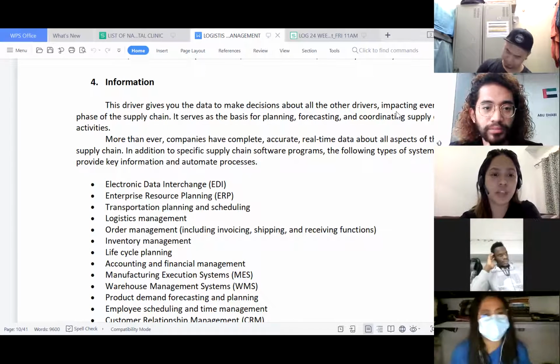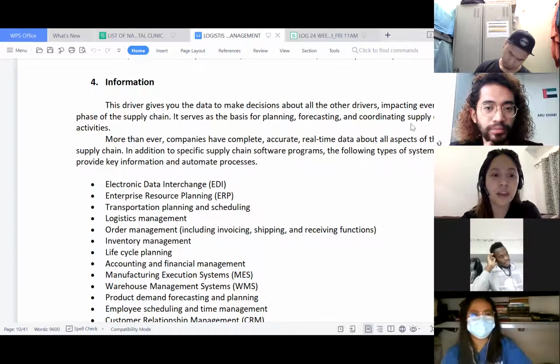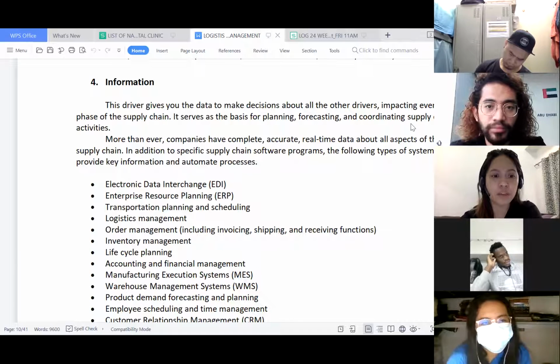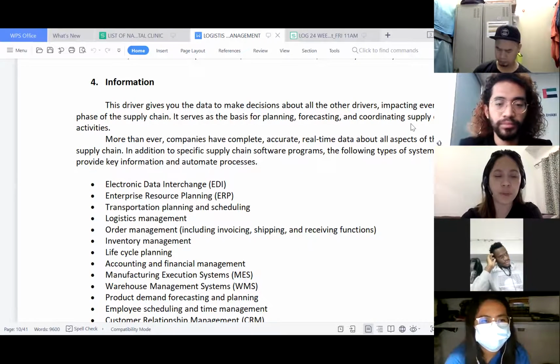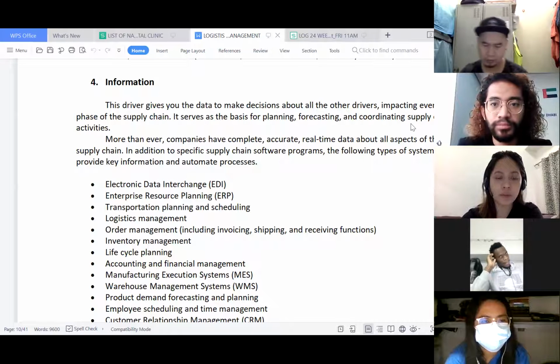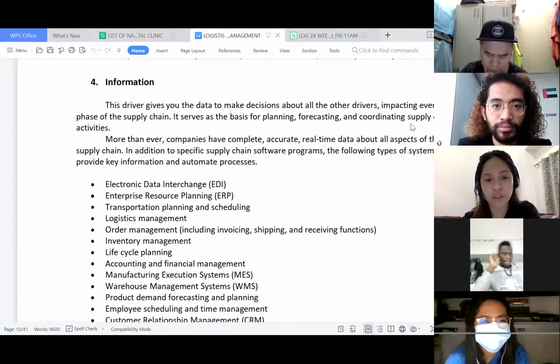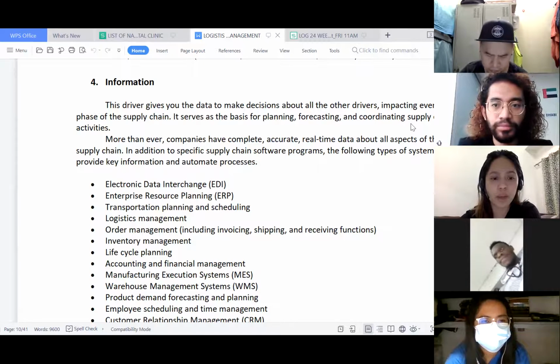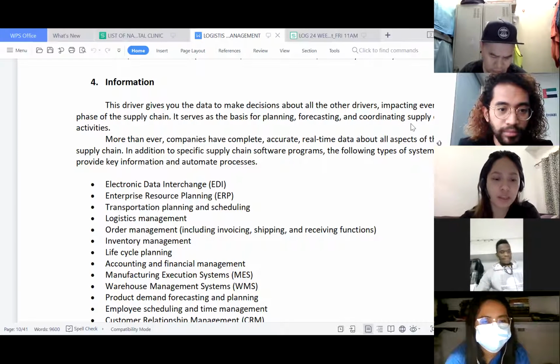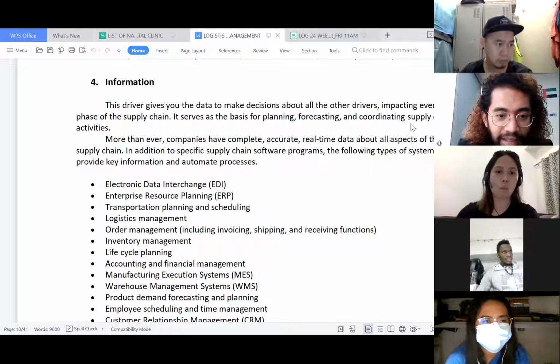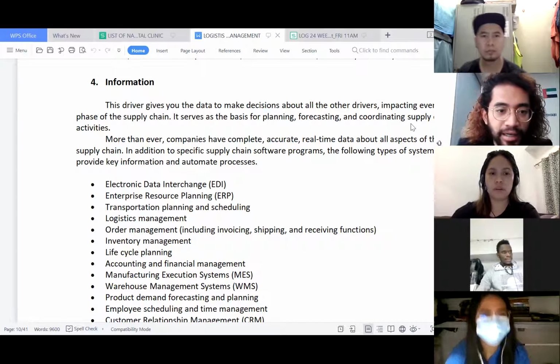Electronic data interchange, enterprise resource planning, transportation planning and scheduling, logistics management, order management, inventory management, life cycle planning, accounting and financial management, manufacturing execution system, warehouse management system, product demand forecasting and planning, employee scheduling and time management, and customer relationship management. I'll show you a sample of EDI.